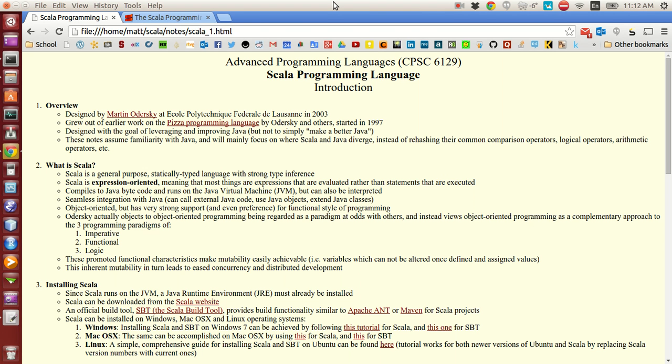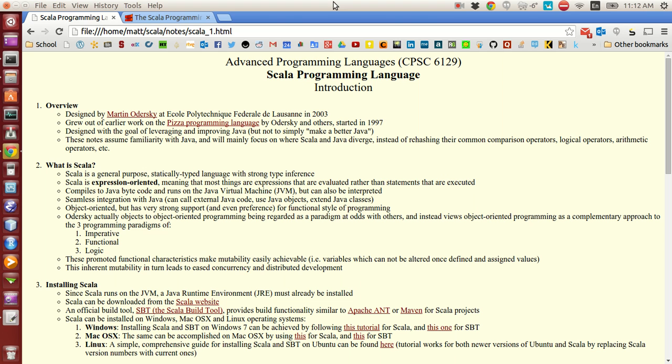So Scala is expression oriented, which means that most things in Scala are expressions that are evaluated rather than statements that are executed. Scala compiles to Java bytecode and runs on a JVM, so it goes without saying you need a Java installation in order to take advantage of Scala.